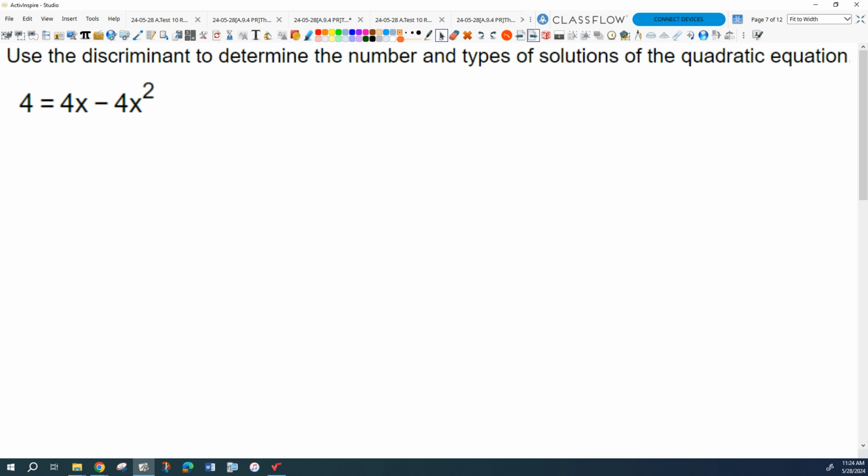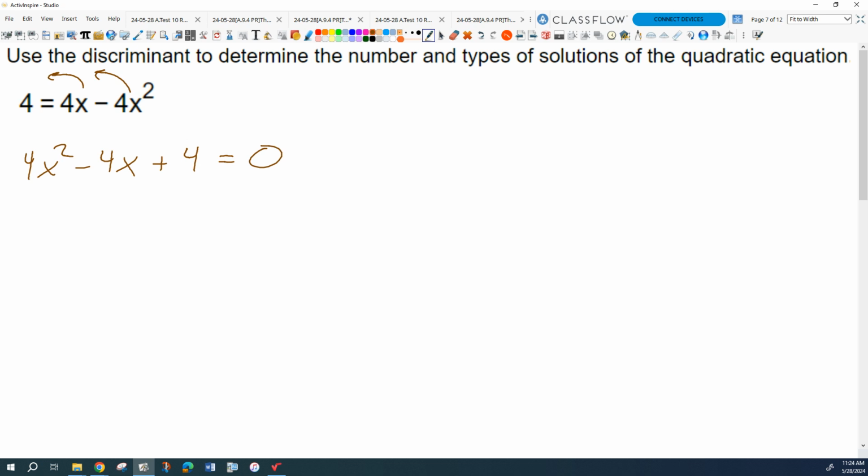So first step would be this. I want to take all this stuff and move it over to the left, which would give me a positive 4x squared minus 4x plus 4 equals 0. Okay, so there's my equation. Now, am I trying to solve that equation in this question? You should read the instructions carefully. Don't just jump into these, because you might do a whole bunch of extra work and do the wrong problem.